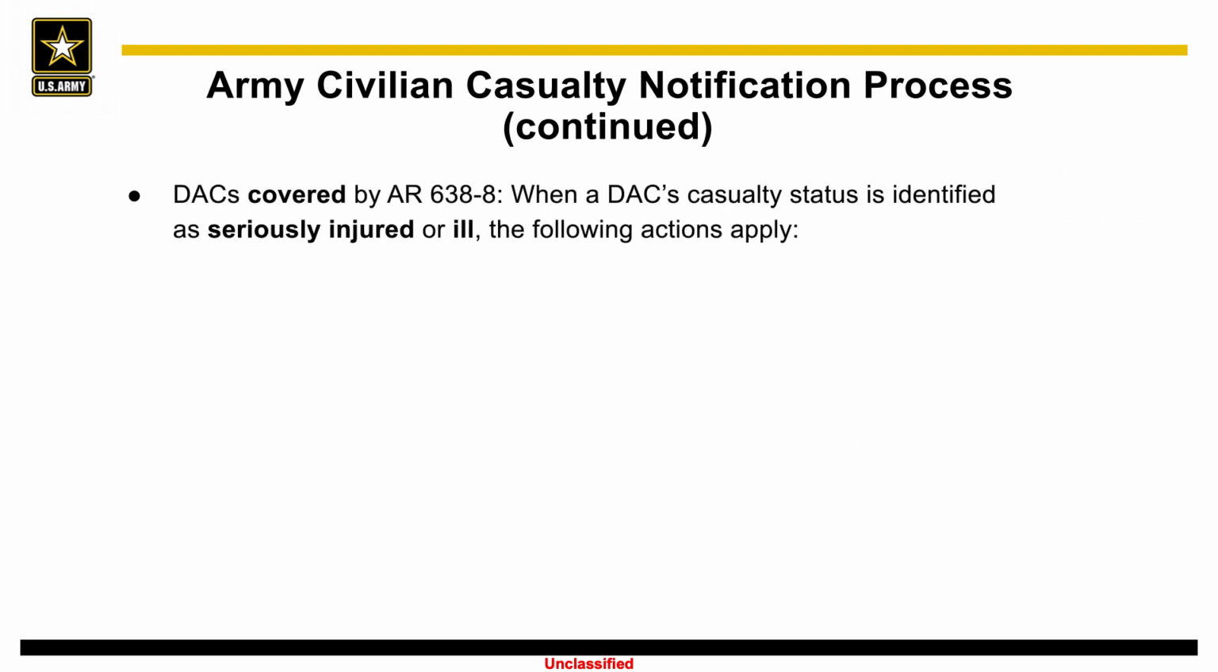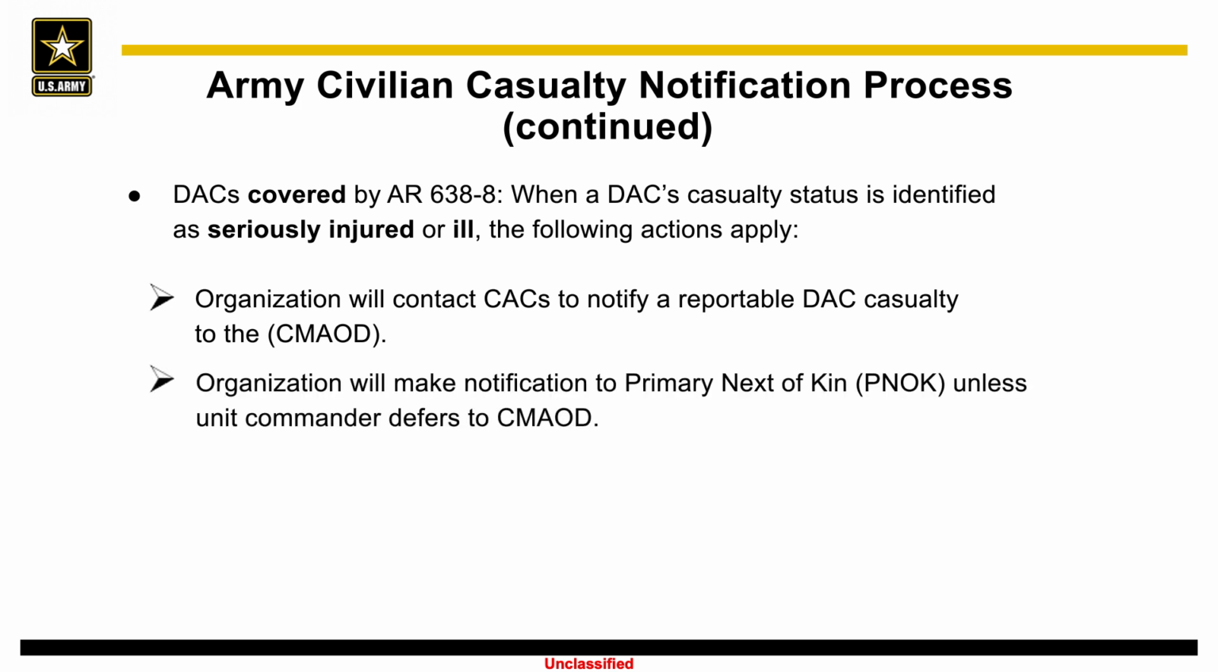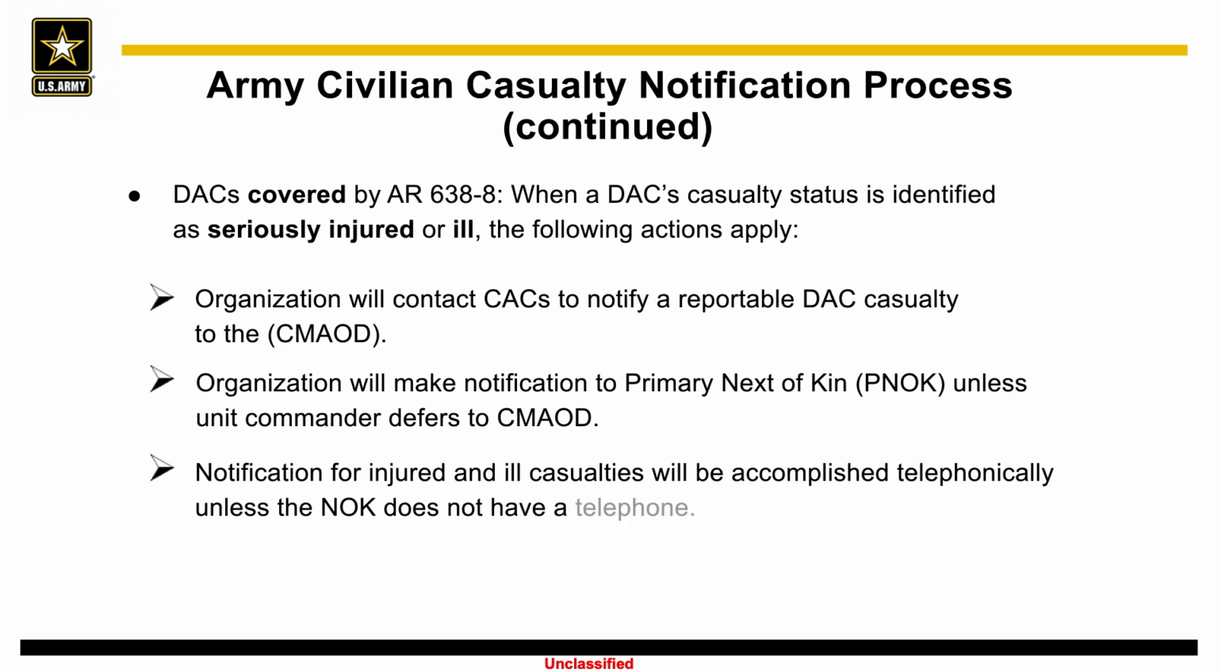2. When a reportable Army civilian employee's casualty status is identified as seriously injured or ill, the employee's supervisor or organization reports the Army civilian casualty to the local Casualty Assistance Center, so the local Casualty Assistance Center can report to the CMAOD. The organization will make notification to primary next of kin unless the unit commander defers to the CMAOD. Notification for injured and ill casualties will be accomplished telephonically unless the next of kin doesn't have a telephone.